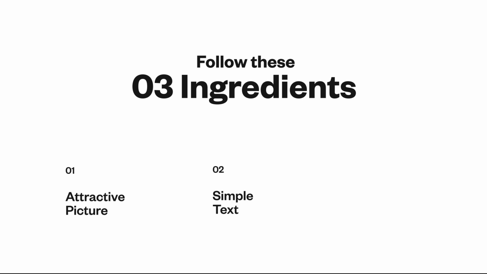Second ingredient is a simple text, a text without any jargon. And third ingredient is a call to action button, so we can provide room for people to take action right away. So today our design topic is climate change, and we're gonna create an UI card with call to action button in it.